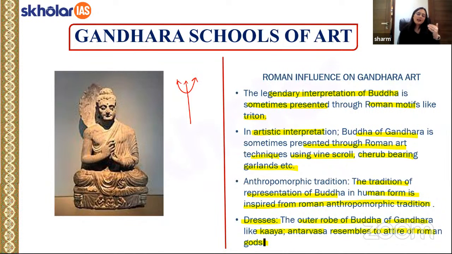तो जो रोमन गॉड्स का अटायर होता था, उनको भी इसी तरह का रोब पहने हुए बहुत ज्यादा देखा जाता था. और ये जो रोब का डिपिक्शन है, ये कंप्लीटली रोमन गॉड से कॉपी करके गांधारा स्कूल ऑफ आर्ट के अंदर आपको डिपिक्ट किया गया है.